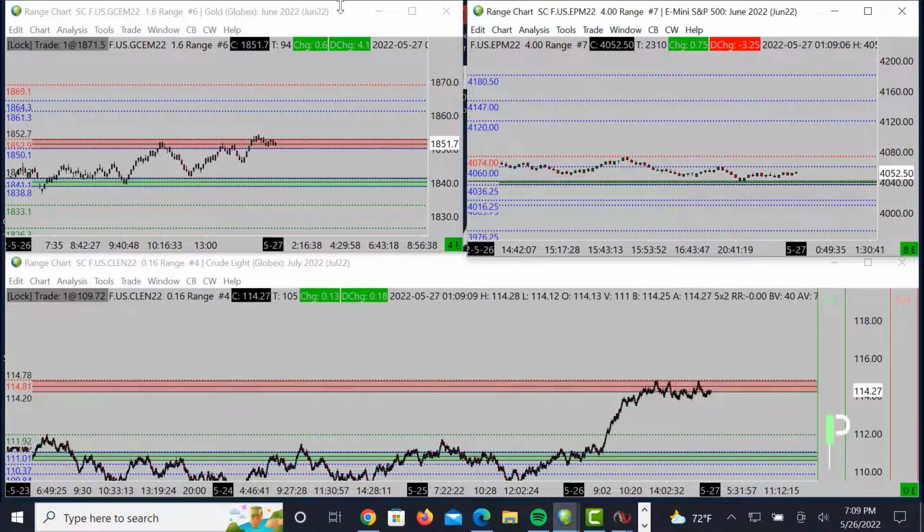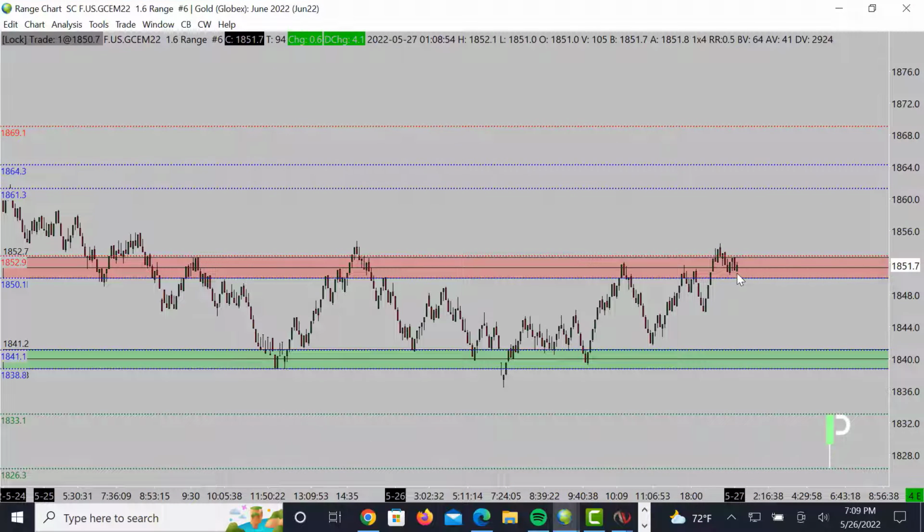Moving over into gold. Gold, we're right at resistance. Now, we do want to see the market hold this area here. Nice double top would be able to bring us right back down into support. Support here at 1841 to as low as 1838.8. That's going to be an area where we're looking for a nice double bottom here. If we can get it, look for the long opportunity.